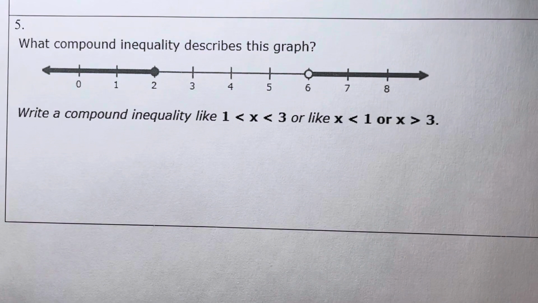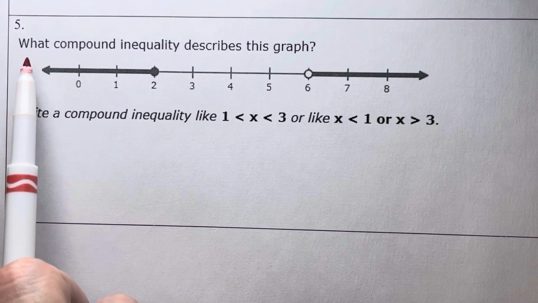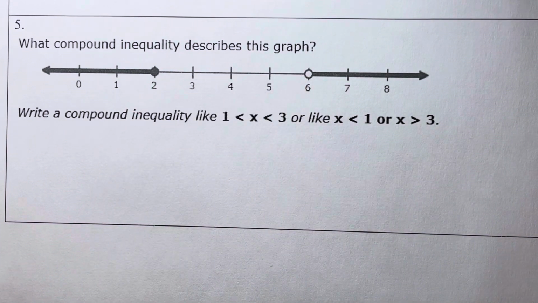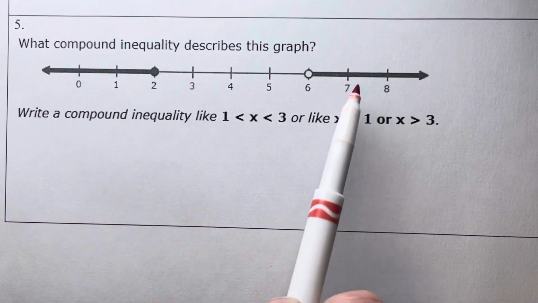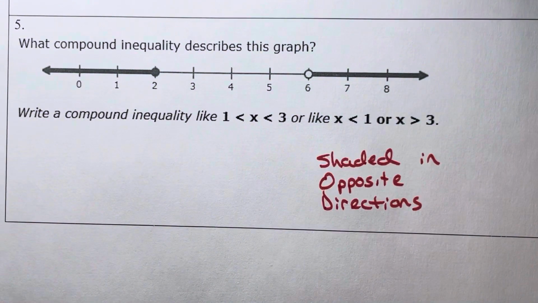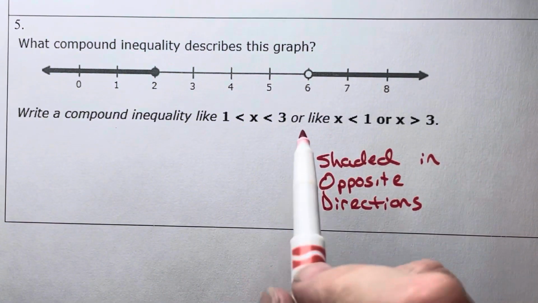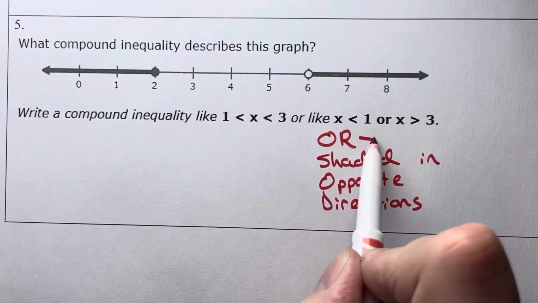In our fifth and final example, we have to determine what the compound inequality is that describes this graph. Well, we are not given any answer options to choose from, so we have to figure it out ourselves. Okay, so let's look at our graph, and we see immediately that it is shaded in opposite directions, left and right. And whenever you are shaded in opposite directions, that means that you are working with "or".